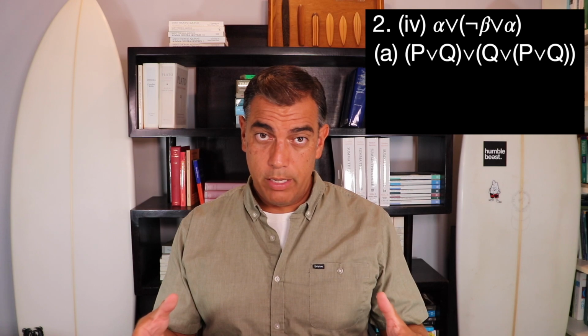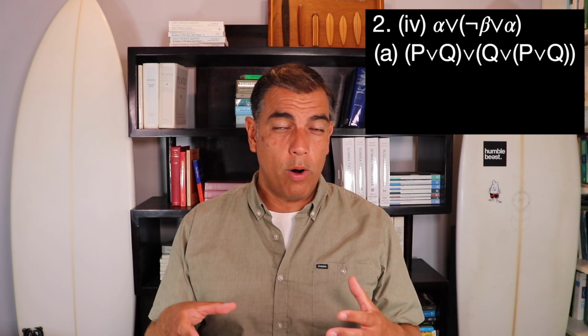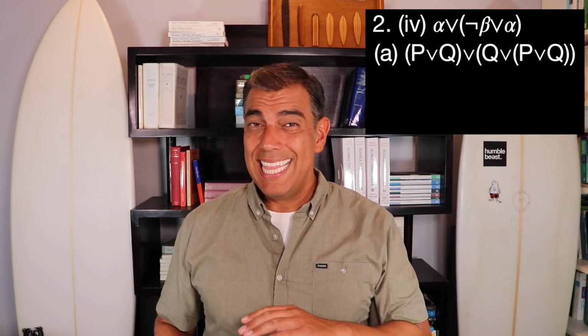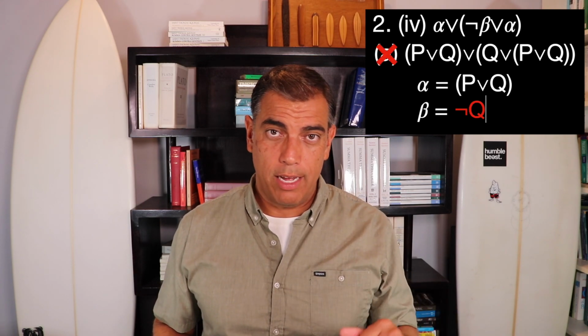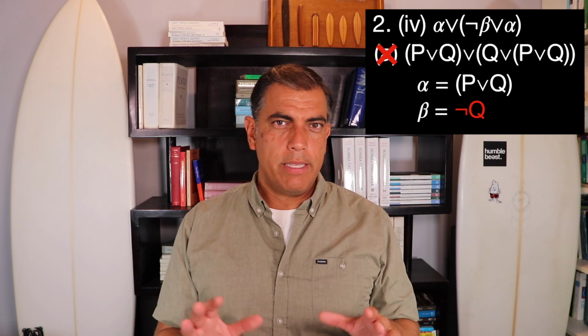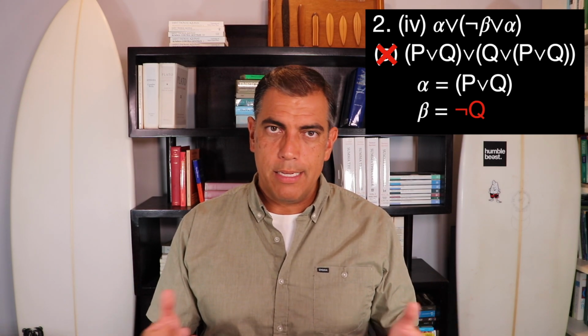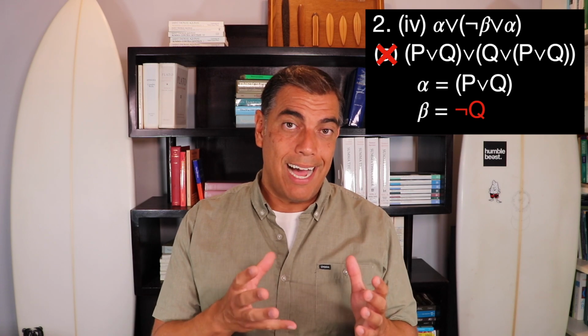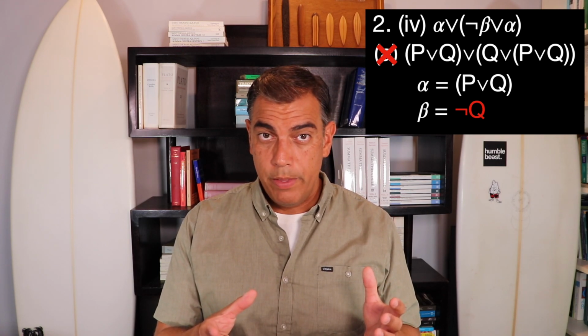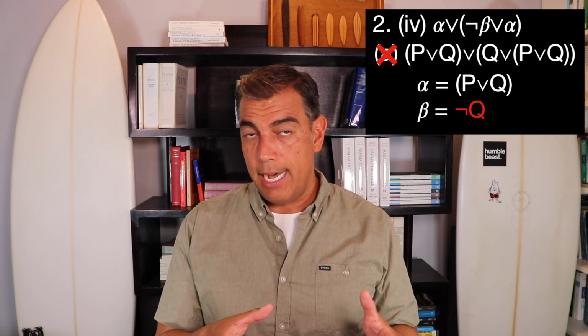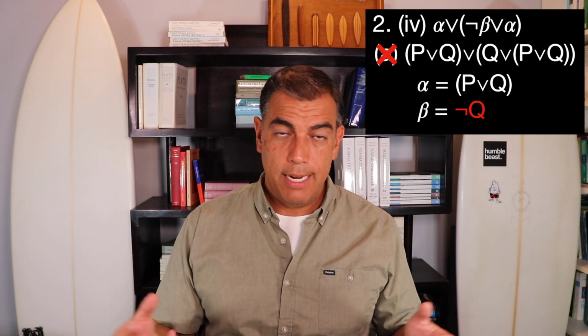Our fourth logical form, "alpha or not beta or alpha." And our first possibility, "P or Q or Q or P or Q," and this is not an instance of that logical form. The alpha is fine, right? The alpha was replaced in both places by "P or Q." The problem is the beta has a not in front of it in our logical form, and yet we don't have a not in front of that Q. So not the same logical form.